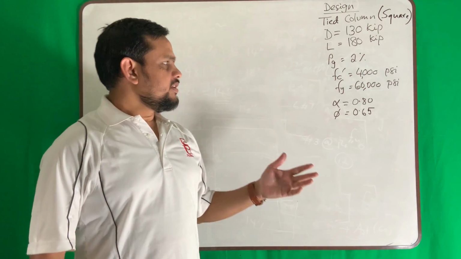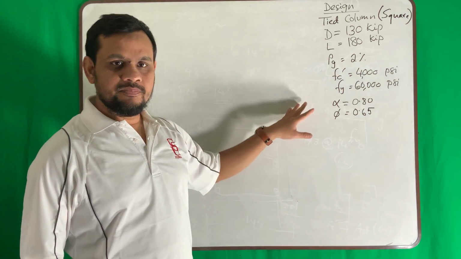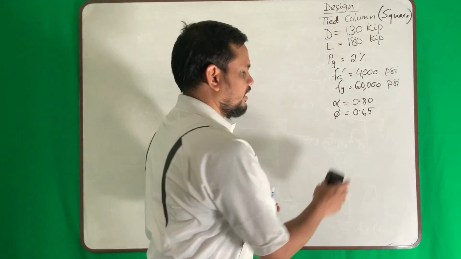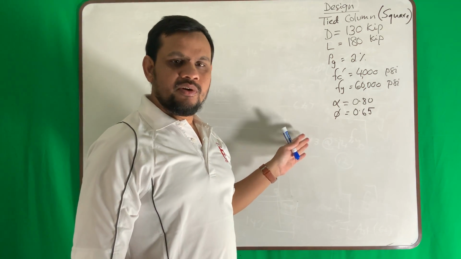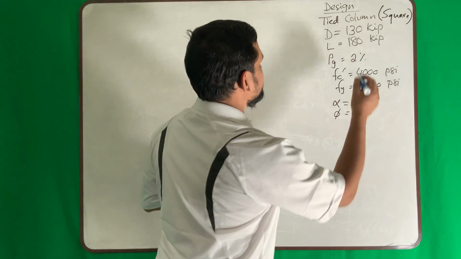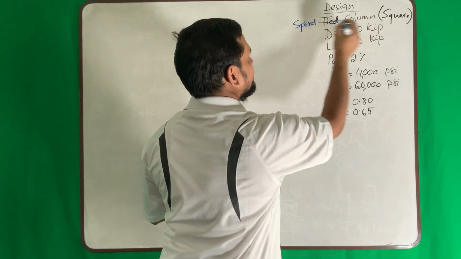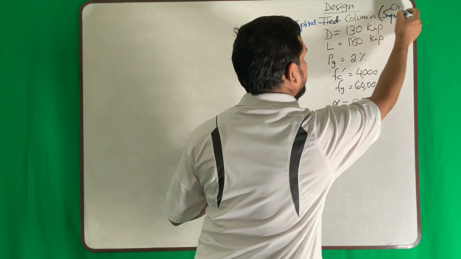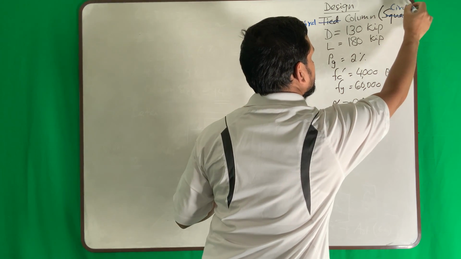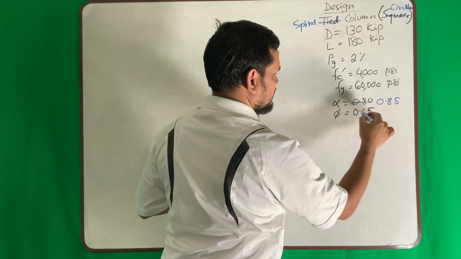In my previous video, I designed this tied square column based on this data. So this time I will design this column for spiral reinforcement. So this will be a spiral column, and I will make it circular, and this value will increase.